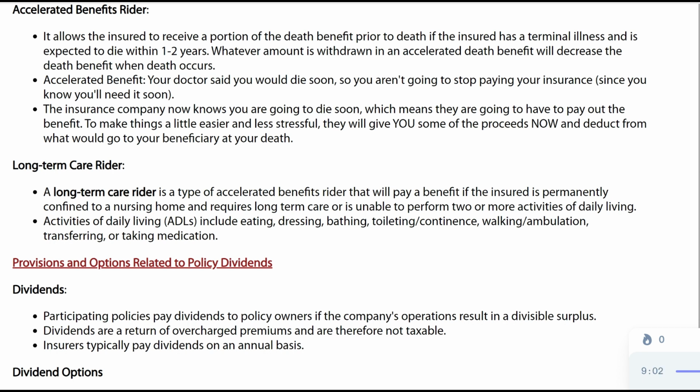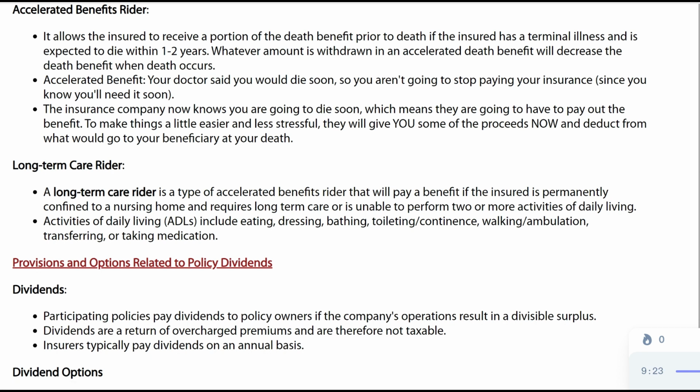Long-term care rider. A long-term care rider is a type of accelerated benefits rider that will pay a benefit if the insured is permanently confined to a nursing home and requires long-term care or is unable to perform 2 or more activities of daily living. Activities of daily living (ADLs) include eating, dressing, toileting, continence, walking, ambulation, transferring, or taking medication.